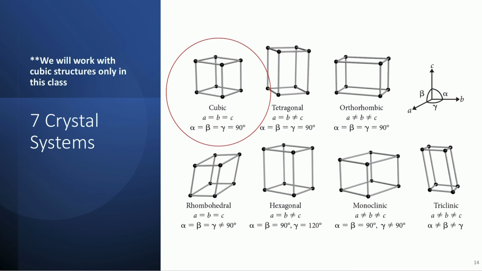Although we do have 7 crystal structures, we will only use cubic structures in this class. But again, within here, we have simple cubic, body-centered cubic, and face-centered cubic. So you need to know that there are 7 types of structures, and each can be expanded upon, but you are only going to be responsible for doing calculations with simple cubic, body-centered cubic, or face-centered cubic, which we do call BCC and FCC respectively.